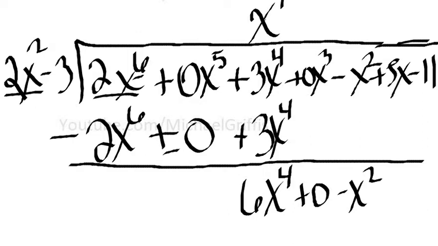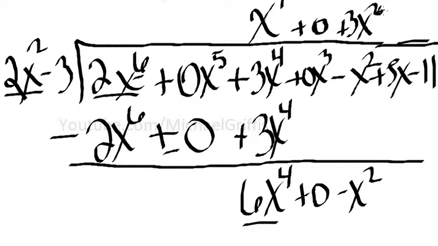Okay, so now we've got this 6x to the fourth. So 6x to the fourth over 2x squared. That's going to reduce down to, what's that going to reduce down to? Let's see, 3x squared. So plus, and because we want to put that x squared there, we'll go ahead and put a placeholder here, 0, plus 3x squared right here. Okay, above that negative x squared.